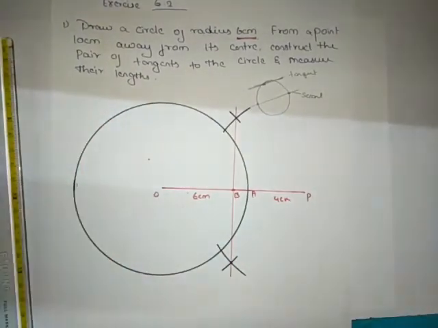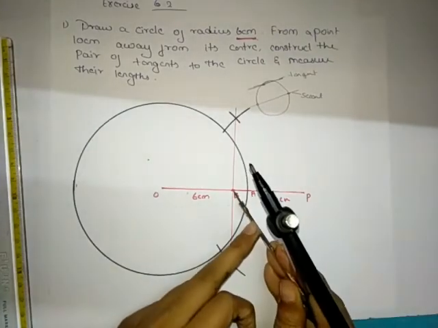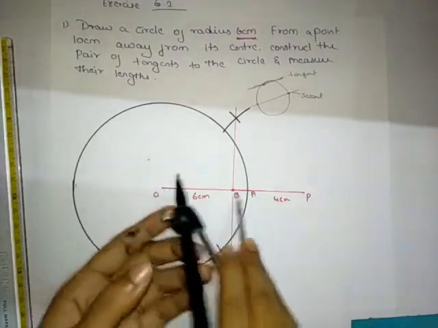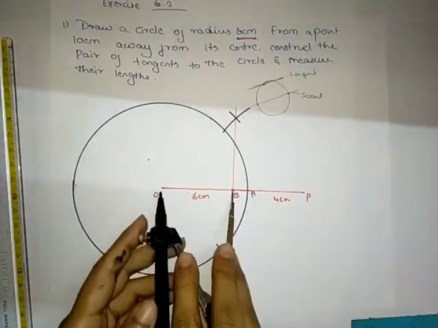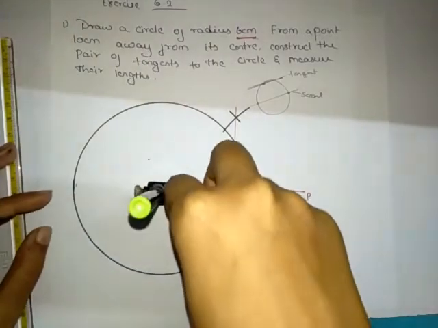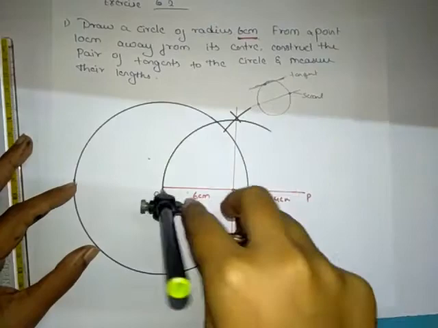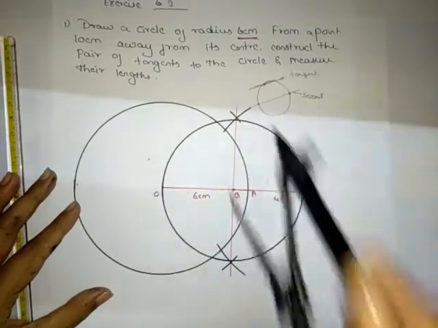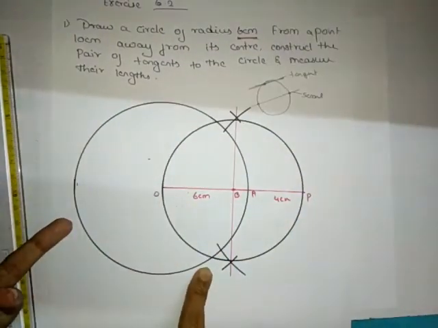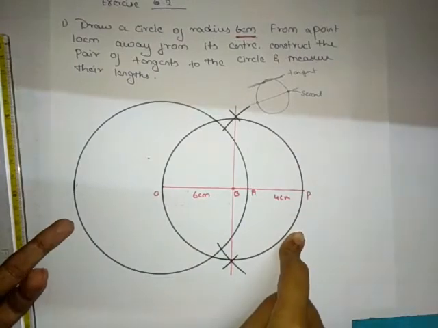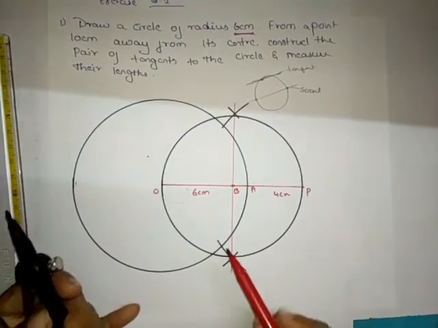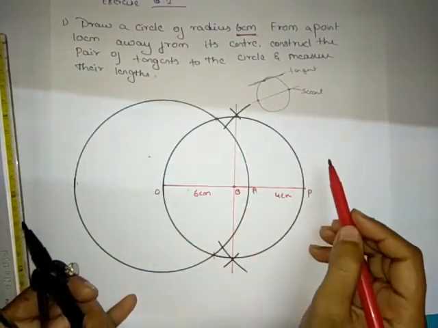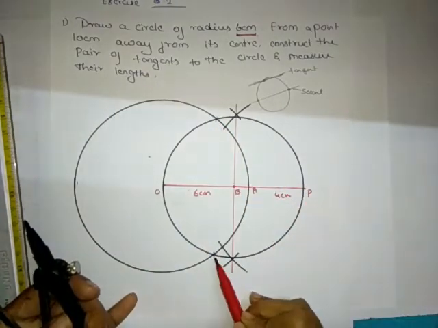Now we need to draw a circle keeping the compass at the point B. We need to adjust it for the length of OB or BP. Then I will draw a circle, or else we can draw an arc. First we will see by drawing a circle here. Now this is the original circle and this is the duplicate circle. Now we can see that the original circle and the duplicate circle are meeting at these points, isn't it? So now we need to join this point to the point P and this point to the point P.